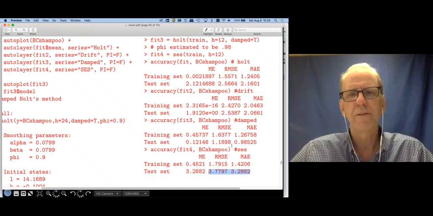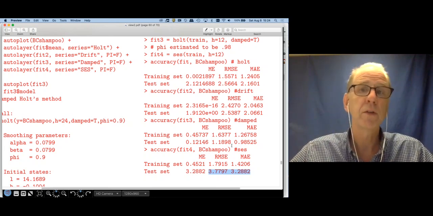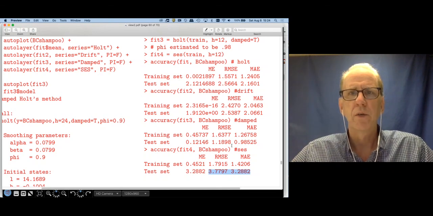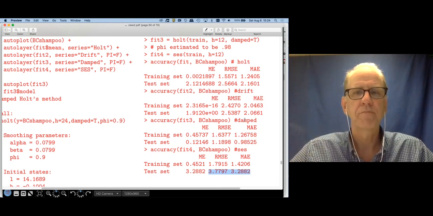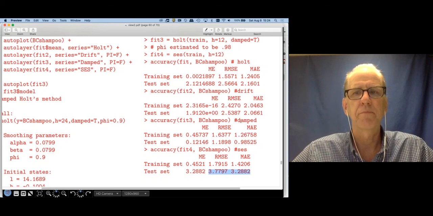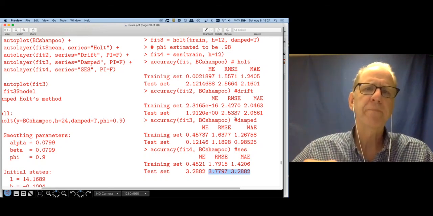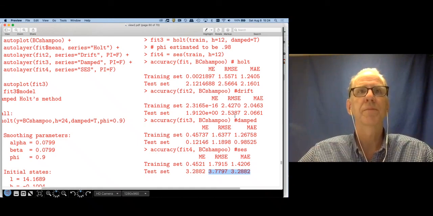You need to identify what components are present in your time series and then use an appropriate method. So since there's clearly a trend in this data set, Holt, drift, or damped would all be appropriate. This test set is suggesting that the damped method is the best. All right, that's it for linear trends. In the next video, we're going to cover seasonality.